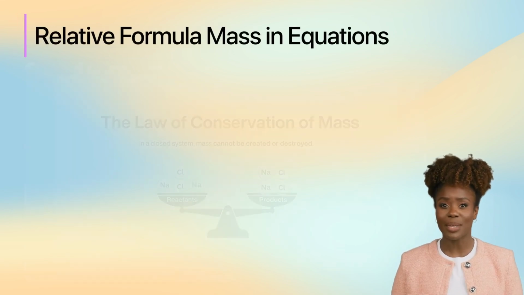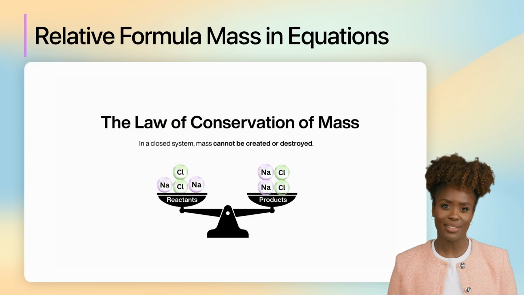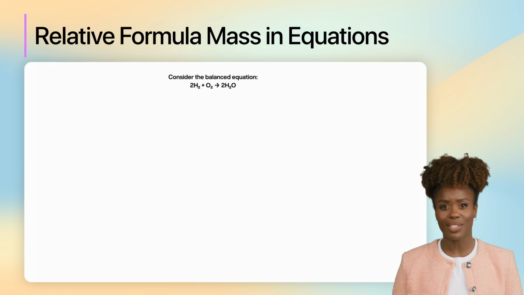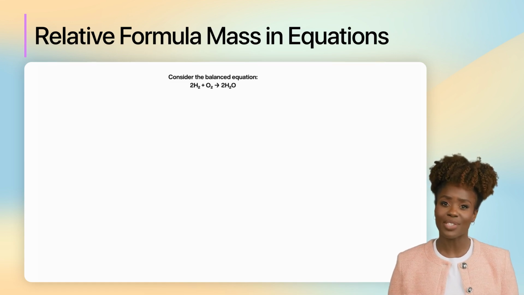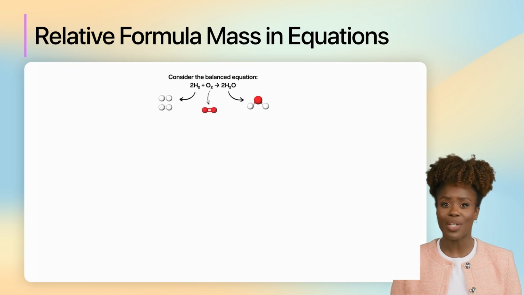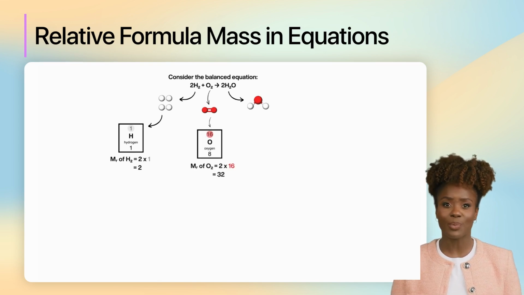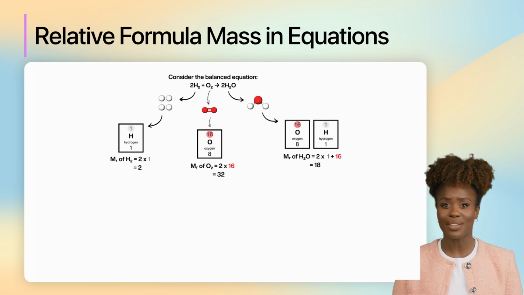We can use this new knowledge of relative formula mass to demonstrate the law of conservation of mass. Let's consider a balanced chemical equation. 2H2 plus O2 creates 2H2O. First, we find the MR for each molecule involved. For H2, we have 2 times 1 equals 2. Next, for O2, we have 2 times 16 is equal to 32. And finally, for H2O, we have 2 times 1 plus 16, which is equal to 18.